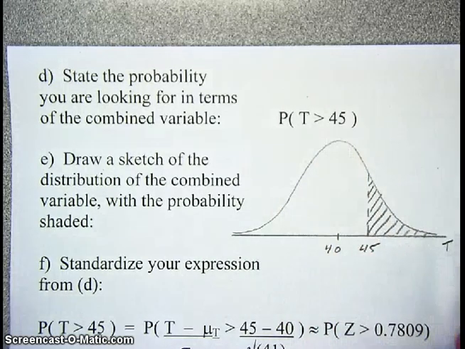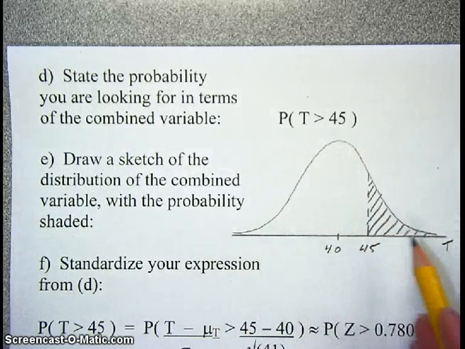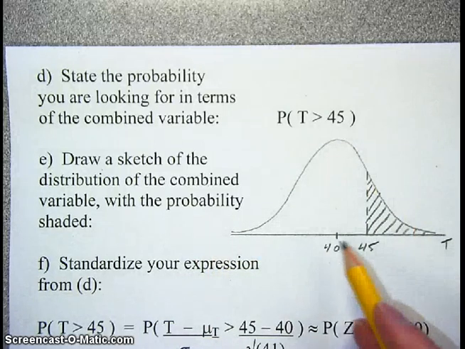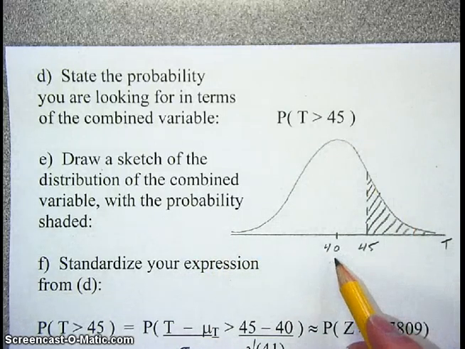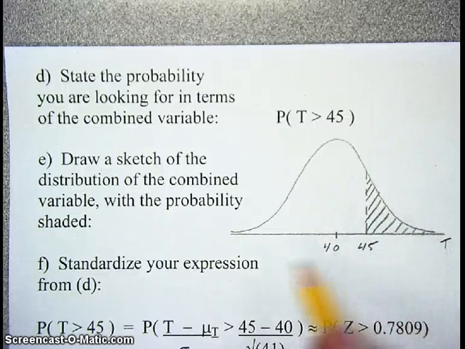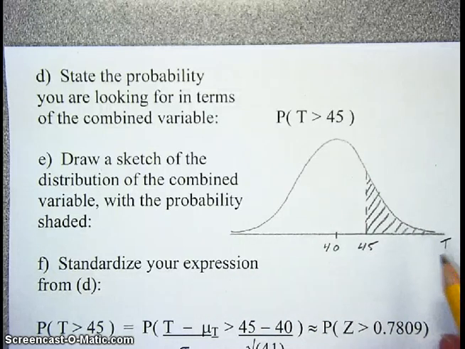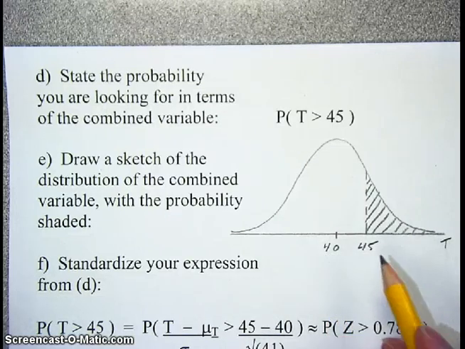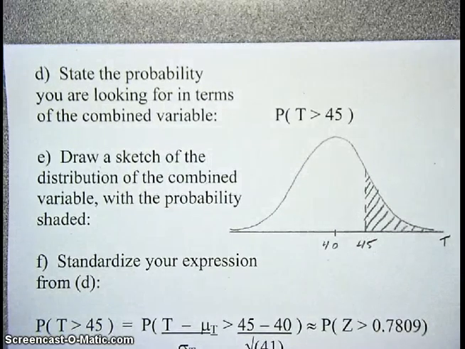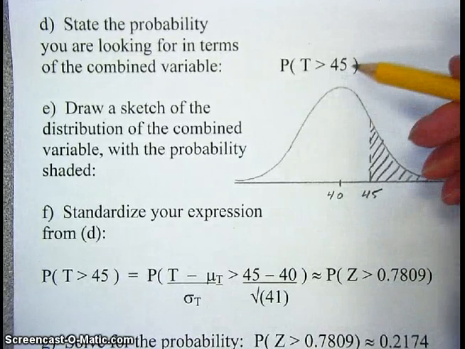Here's a sketch that illustrates that. You notice I have on my axis a label. I drew in the normal curve. I put my mean in, and I put the boundary value of 45, and I shaded to the right of that. That's really all you need on a graph like this: a label on your axis, a value for the mean, a value for the boundary value, and the appropriate area shaded under the curve.